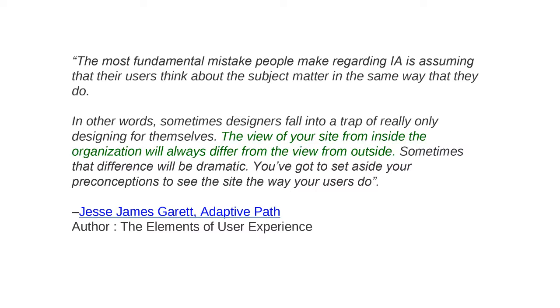So the most fundamental mistake that people make regarding IA is assuming that their users think about the subject matter the same way that they do. And that's wrong, right? This is why we do card sorting. That's really the only reason we do card sorting, so that we don't fall into the trap of thinking that we are the user. But sometimes we don't have access to the user. So when we don't have access to the user, then yes, we have to go with our best guess estimate at that particular moment.